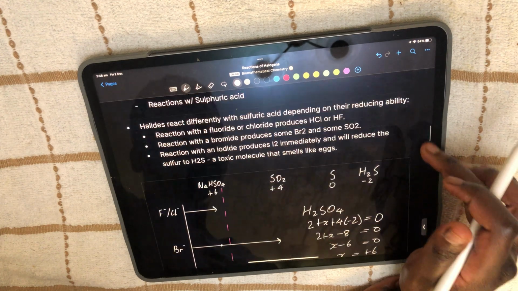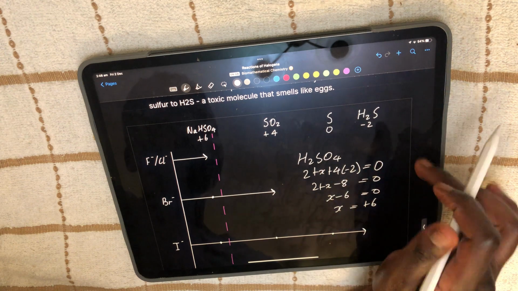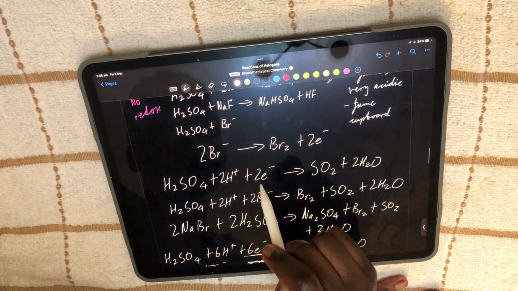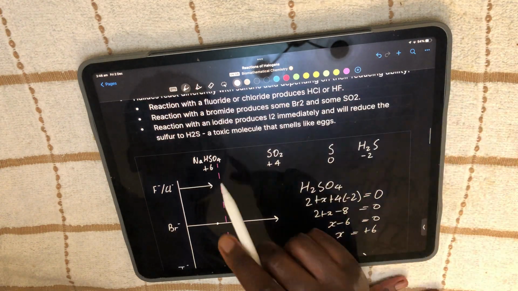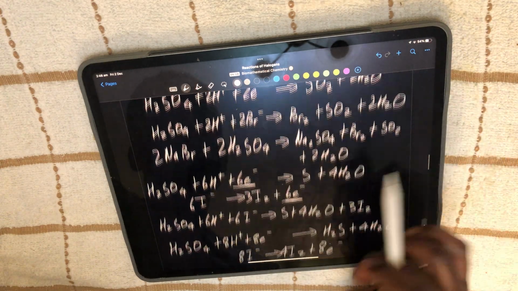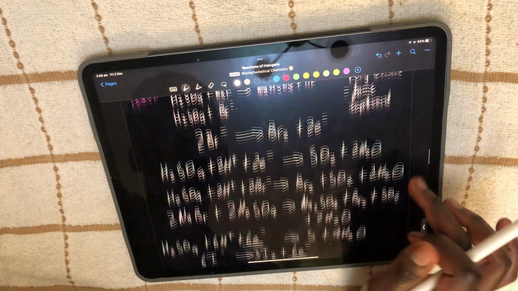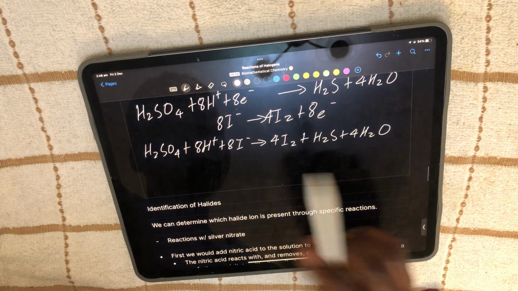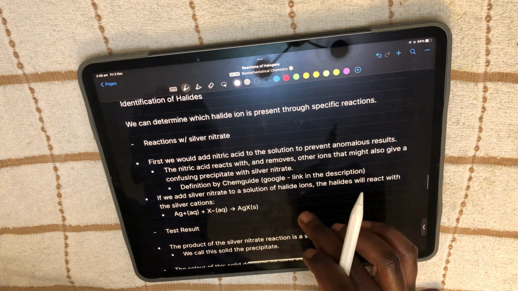Have you noticed something here, right? You're going from +6 to +4, a difference of 2. You're gaining 2 electrons. Going from +6 to 0, 6 electrons. Going from +6 to -2, 8 electrons. It's just something that you may know. But anyway, next part of the video, identification of halides, right?